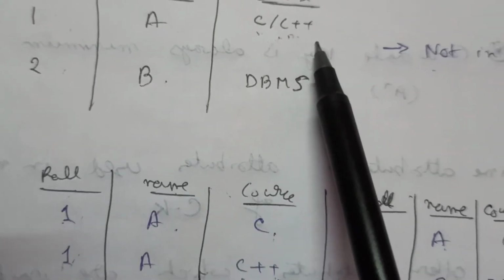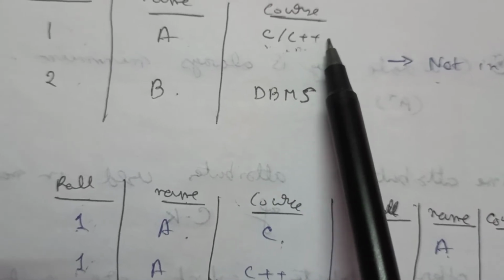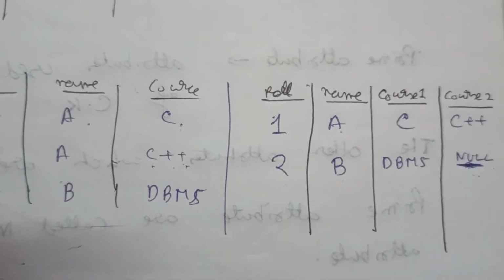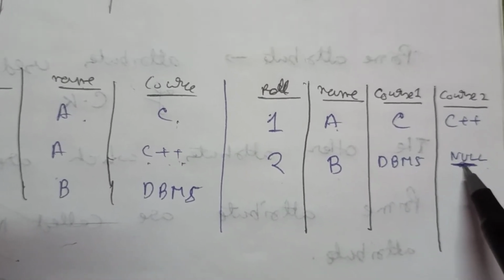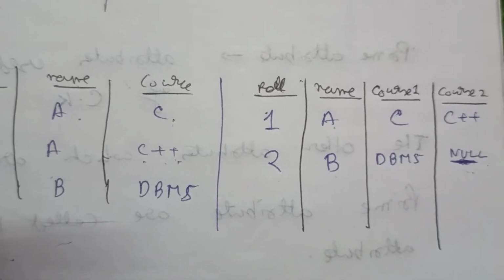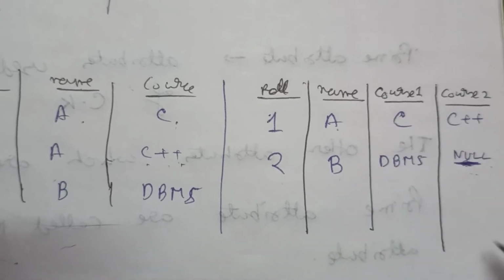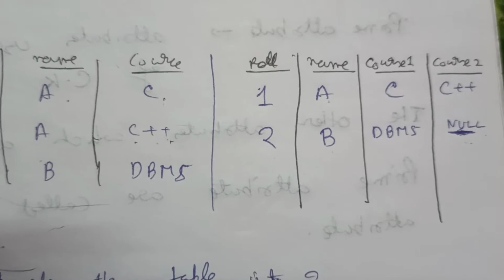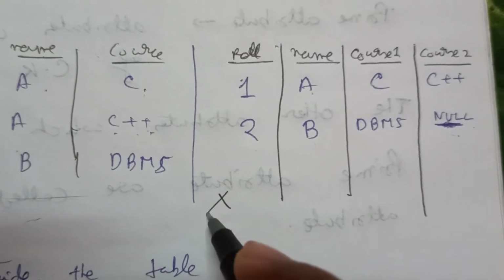Suppose there were 10 courses taken by student A. Then there would have to be 10 columns, and many null values would occur inside our table. So this will also be a waste of space. Multiple null values are also not recommended, so this is also rejected.